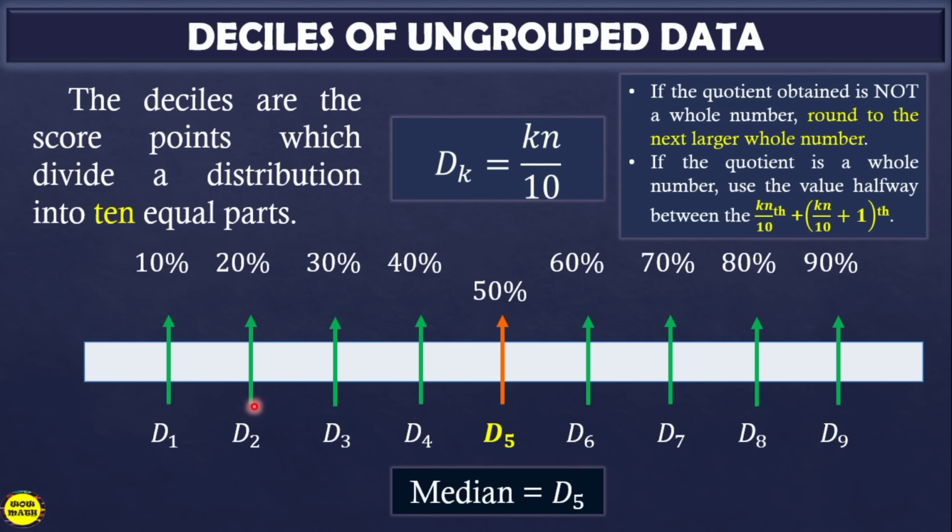So, tatandaan na yung fifth decile natin ay equal sa median. So, dalawa yung tatandaan, no? Kapag hindi whole number ang na-compute natin, i-round natin to the next larger whole number. Kapag whole number naman ang sagot natin, kunin natin yung halfway nung na-compute natin and yung next position.